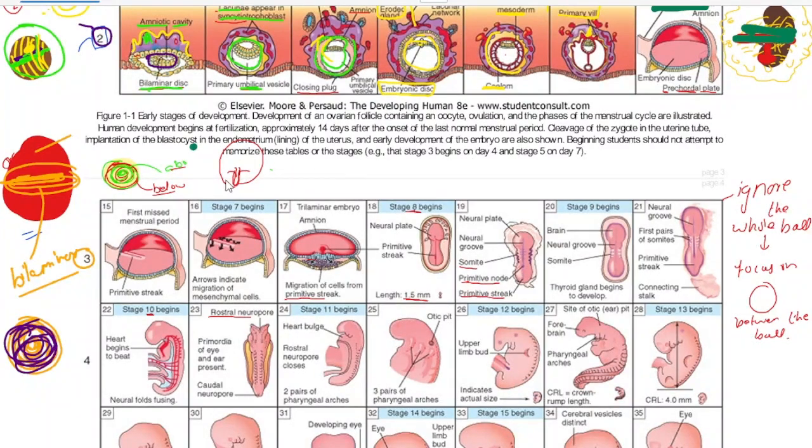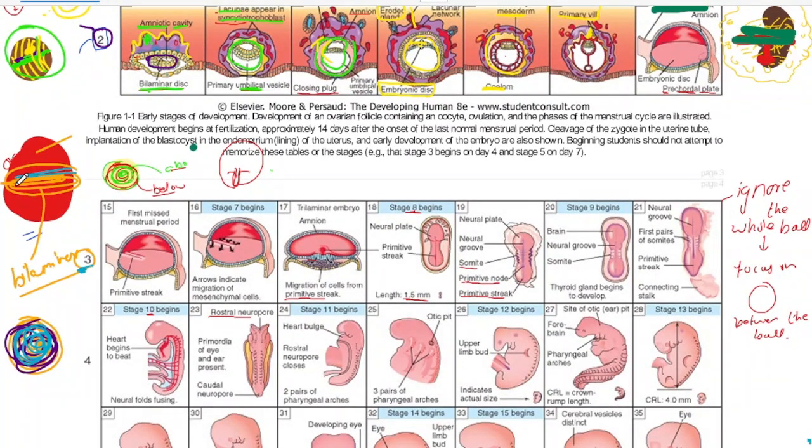In the bilaminar disc, the upper plate is called the ectoderm, and the lower, inner plate is called the endoderm. Now, for example, this is the upper plate.